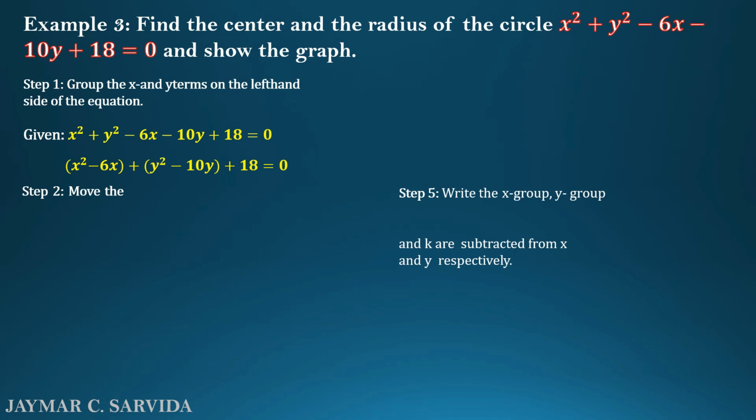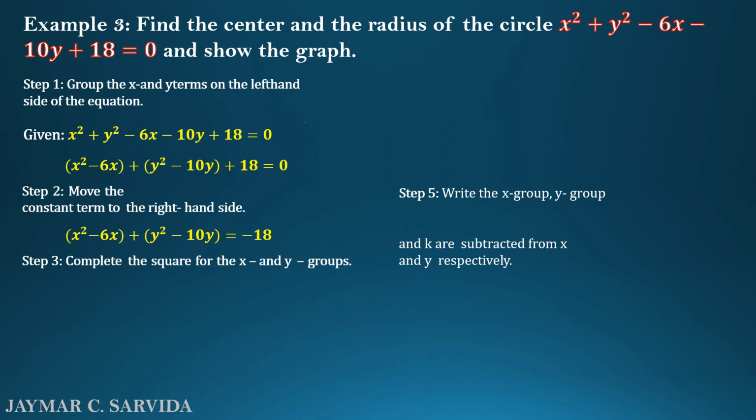Okay, now let's move to step 2. Okay, step 2, move the constant term to the right-hand side. Ayan, be careful lang ha of the sign of constant term in moving to the other side. Be careful lang. Ayan ha, so yung ating positive 18, minove natin siya doon sa right-hand side ng ating equation, kaya yan naging negative 18 nung nilipat na natin siya.